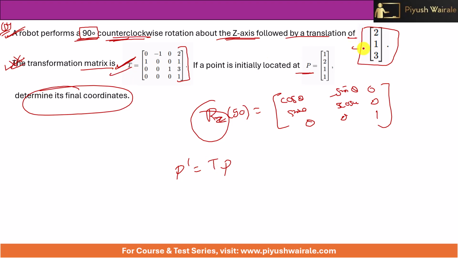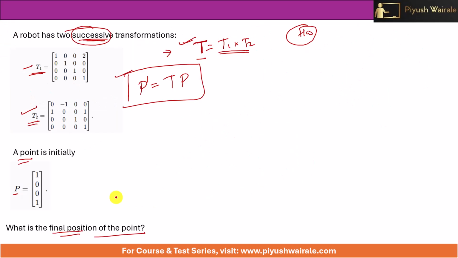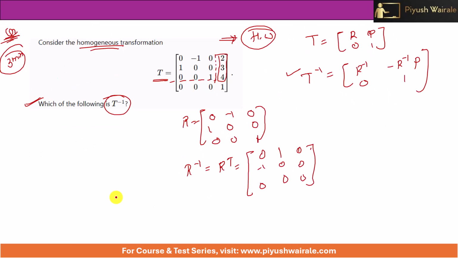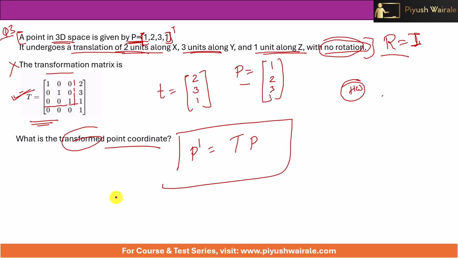T is given, P is given, just the matrix multiplication here. I hope you understand this particular thing. Like 3 questions, 4 questions are there. You just need to do a calculation. So they can frame the question in any way.